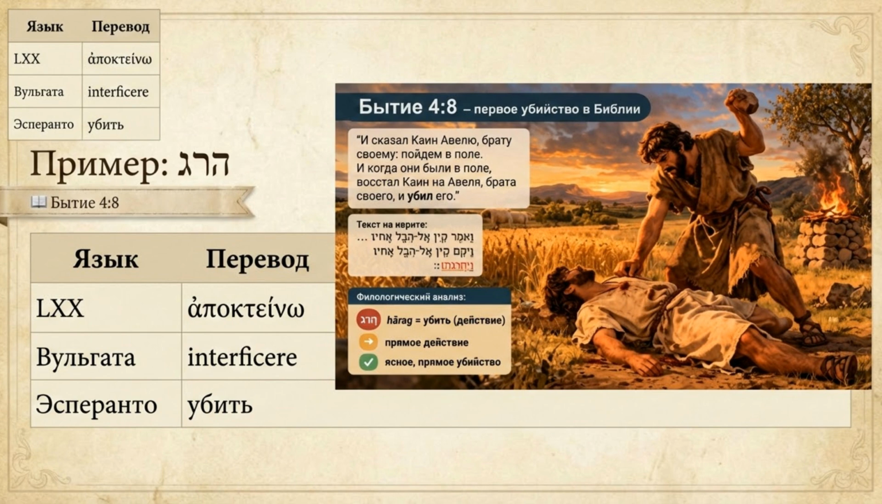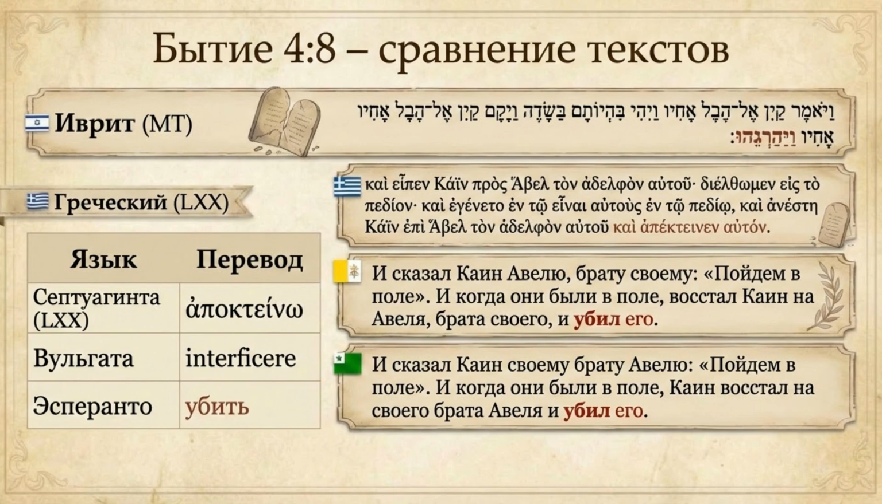Genesis chapter 4, verse 8, the first killing in the Bible, uses harag. This refers to a clear, direct act of slaying. The translations include apokteno, LXX, and interfacere, Vulgate. Comparing the texts of Genesis chapter 4, verse 8, the Septuagint and Vulgate include the phrase, "Let us go out to the field," which is absent in the Masoretic Hebrew text. Both translate the action as to kill or to slay.